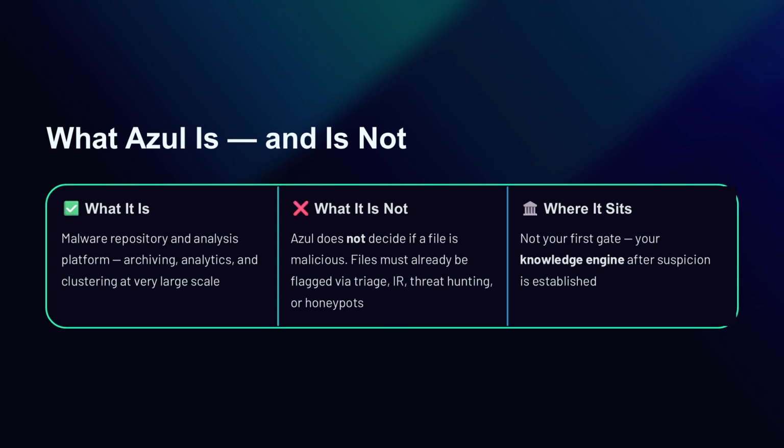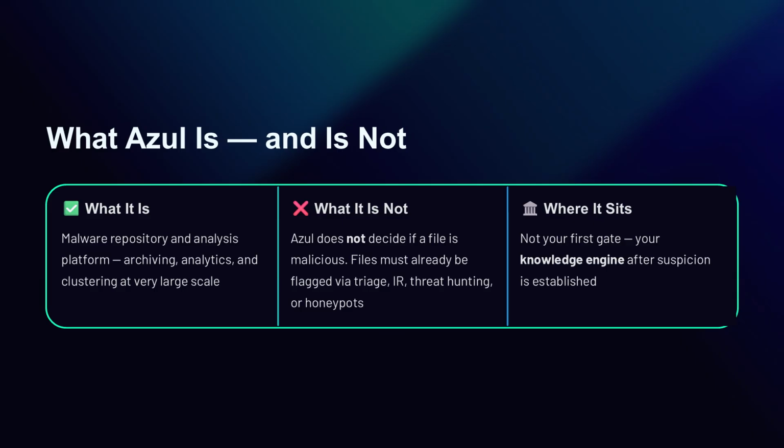Azul is a malware repository and analysis platform focused on archiving, analytics, and clustering so you can handle very large volumes of suspicious or malicious files over time. But Azul does not decide whether a file is malicious. You do not feed it unknown files and ask it to label them good or bad.